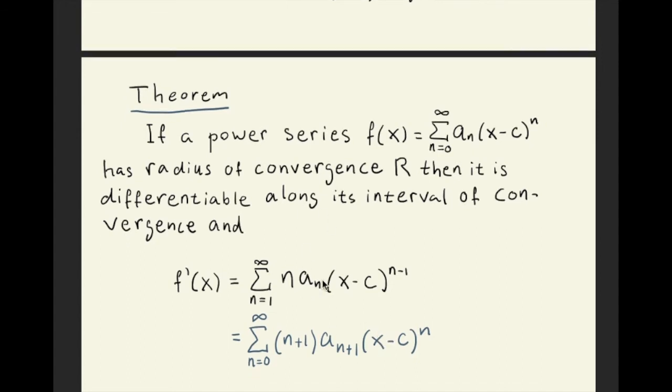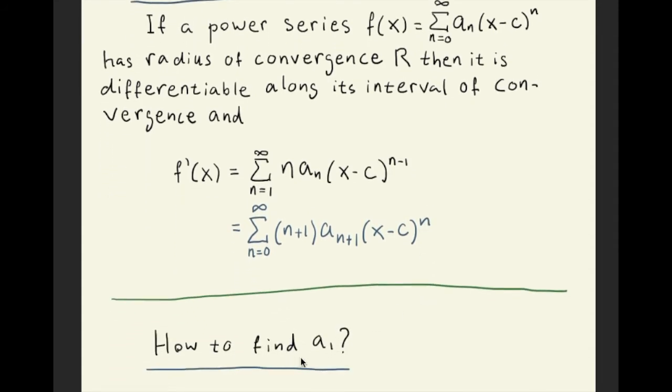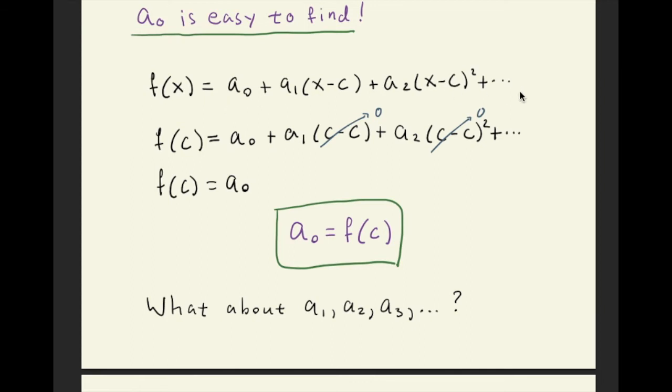So let's see how we can use this theorem to figure out, if we know the function f of x, how we can figure out the coefficients of its Taylor series. So how to find a1? We already figured out how to find a0. If you have a power series like this, to figure out the a0 coefficient, you just need to plug in c into the function. So a0 is f of c.